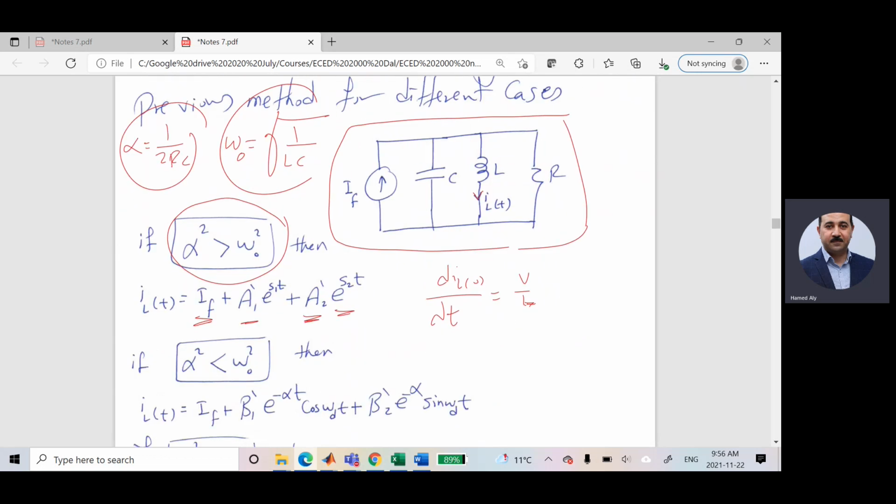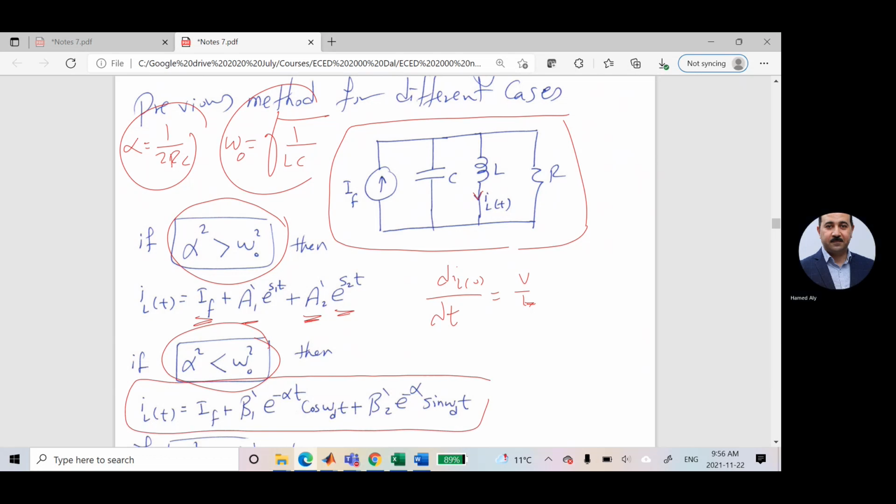But what if I calculated alpha and omega and found that alpha squared is less than omega O squared? At that time, we are talking about the second case, which is the underdamped condition. I have two complex conjugate solutions for S1 and S2. Based on that, my solution IL(t) will be equal to IF plus a constant beta 1 prime times e to the power negative alpha t times cosine omega d t.